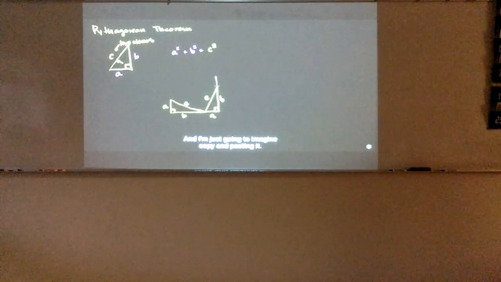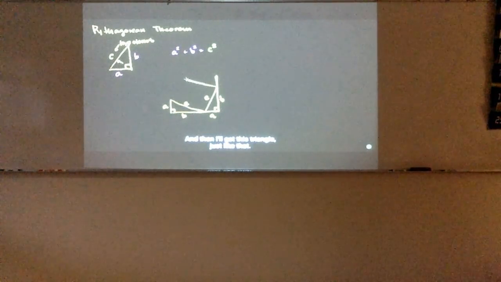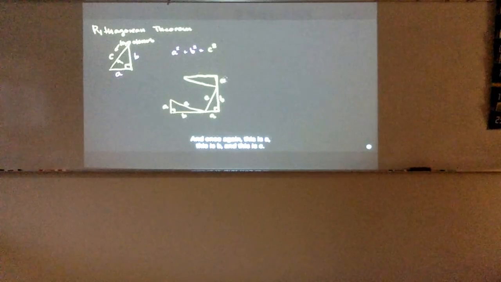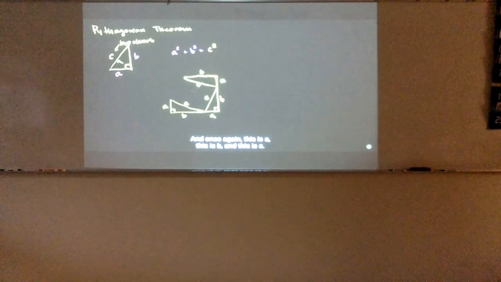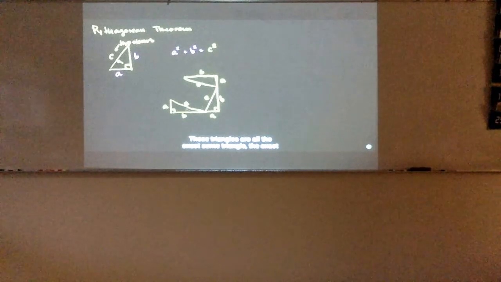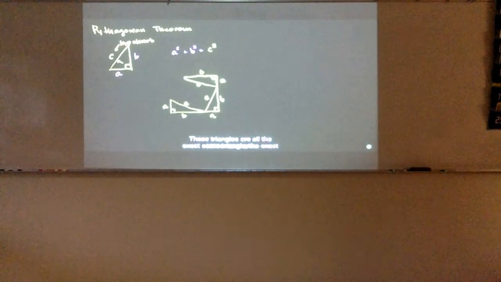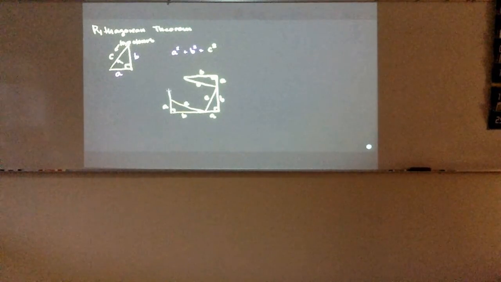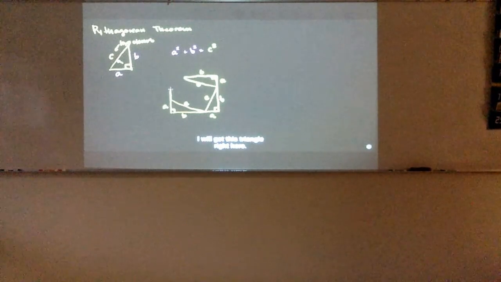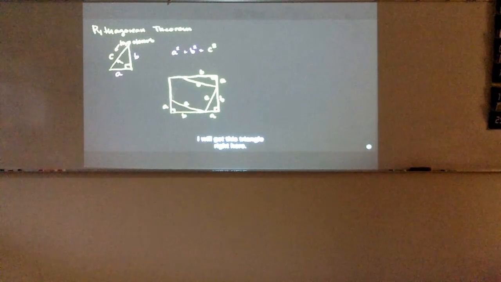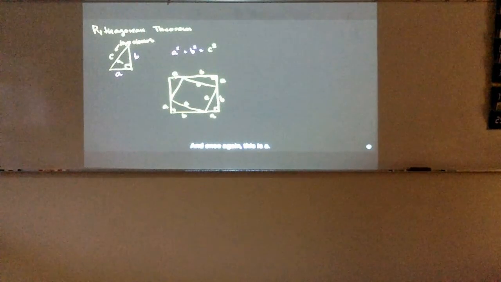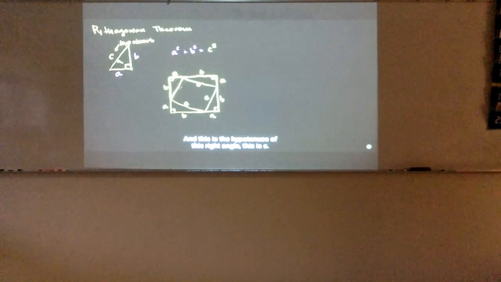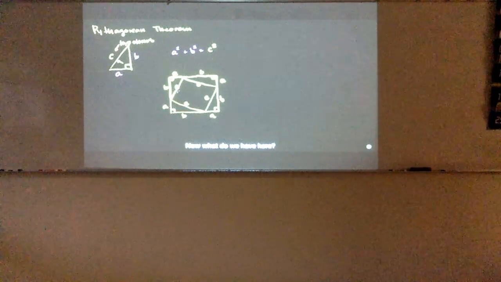And I'm just going to imagine copy and pasting it. And then I will get that triangle, just like that. Once again, this is A. This is B. And this is C. These triangles are all the exact same triangle, the exact same measure. Now let me rotate this again, and I'll get this triangle right here. Once again, this length right here is A. This length right here is B. And this is the hypotenuse of this triangle. This is C. Now, what do we have here?